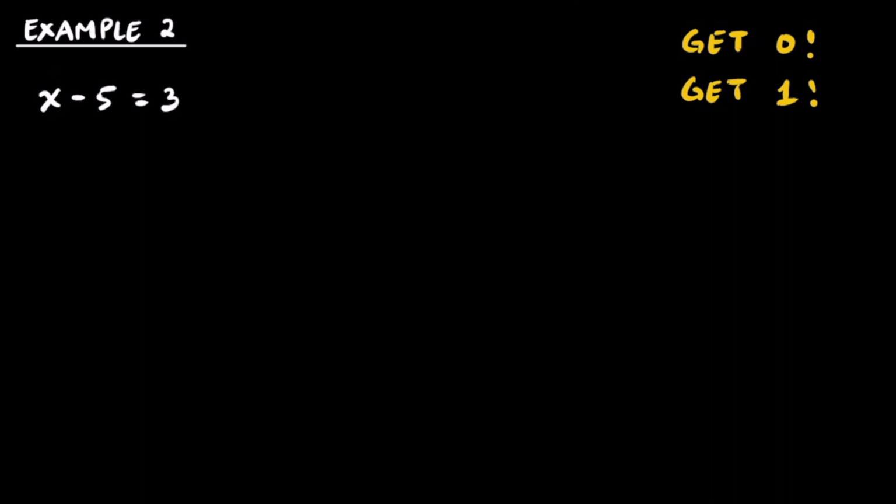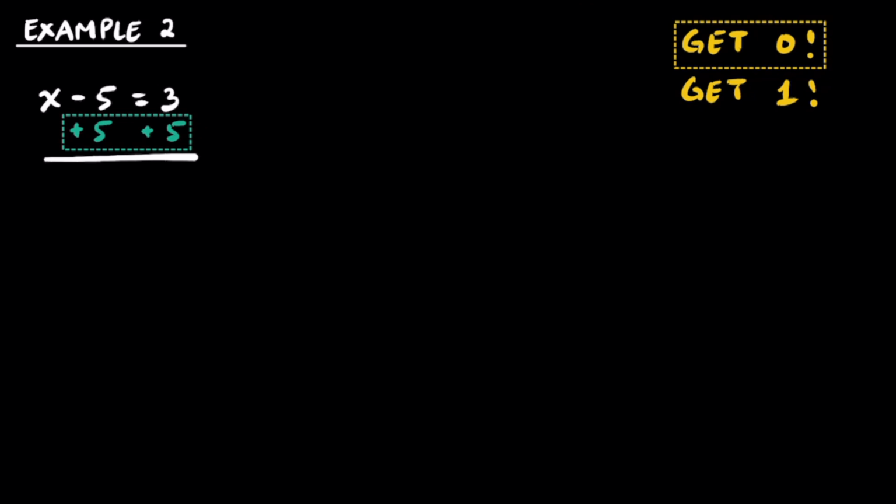In example 2, let's try solving the equation x minus 5 is equal to 3. While in example 1 we had an addition sign, notice how in example 2 we have a subtraction sign. To reach our goal of getting 0, we're going to have to add 5 to both sides of this equation. Remember, we're allowed to add 5 to both sides of this equation because of the addition property of equality.